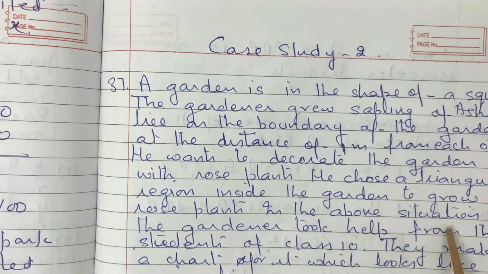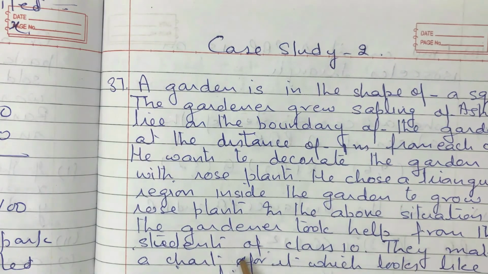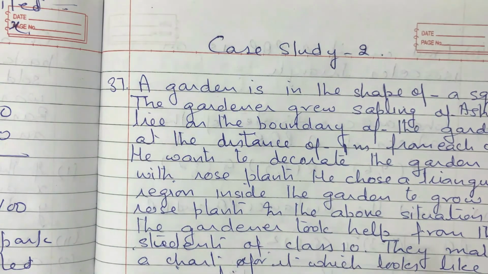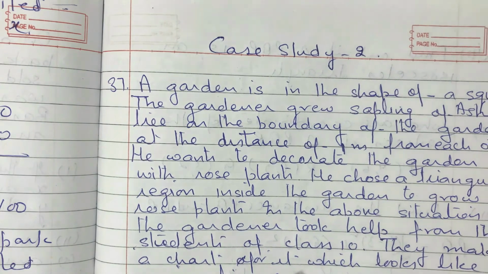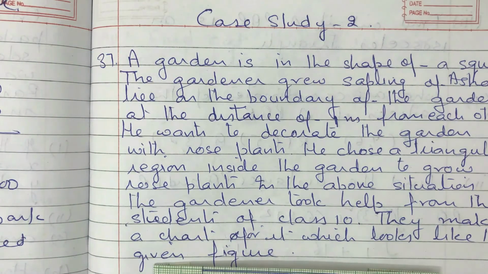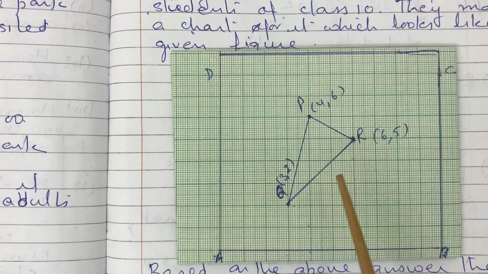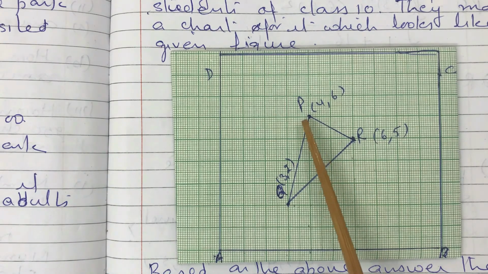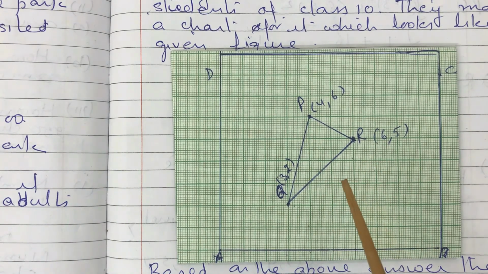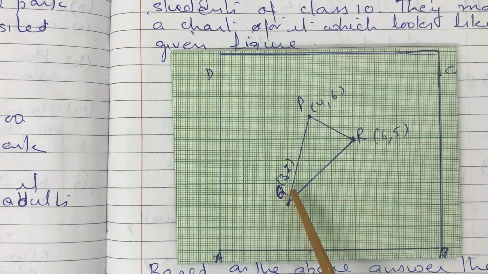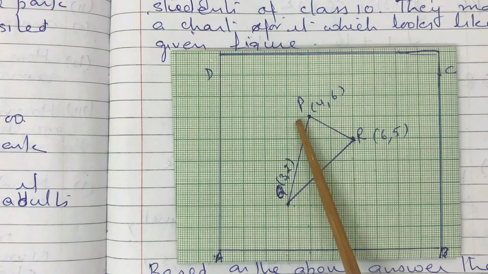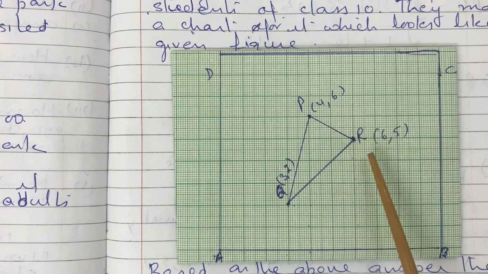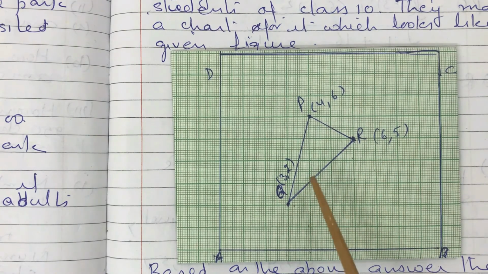In the above situation, the gardener took help from the students of class 10th. They make a chart for it which looks like the given figure. Now they have provided you with this figure. This is point P, this is Q, this is R. They haven't provided you with these coordinates, but I have written here these coordinates. Coordinates of P are 4, 6, R 6, 5, Q 3, 2.